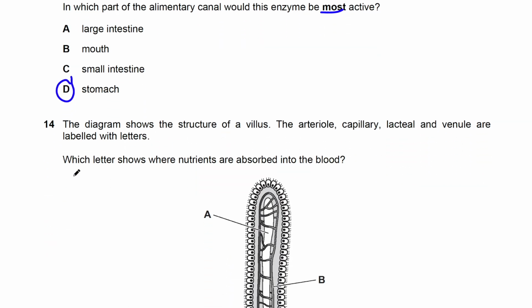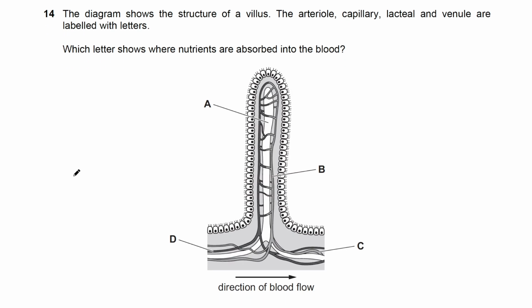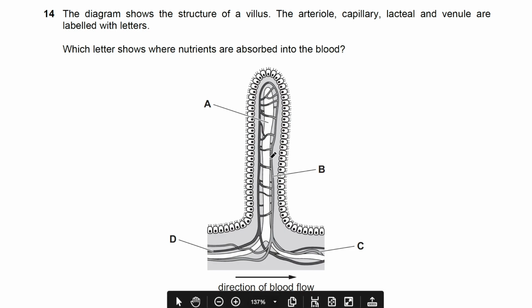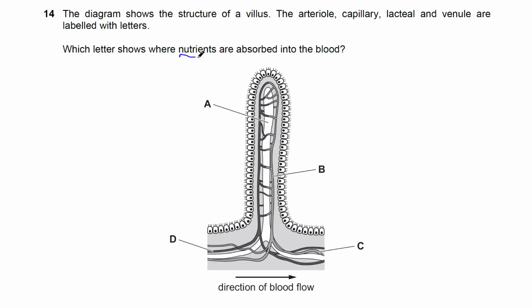Let's move to question number 14. The diagram shows the structure of a villus, as it's clear here. The arteriole here, capillaries in between, lacteal, this one, the white one, and the venule here. Labeled with letters, which letter shows where nutrients are absorbed into the blood? It's very easy because we know that the capillary will exchange the gases, the nutrients, and all that stuff. One thin layer of cells. So the right answer here should be B.